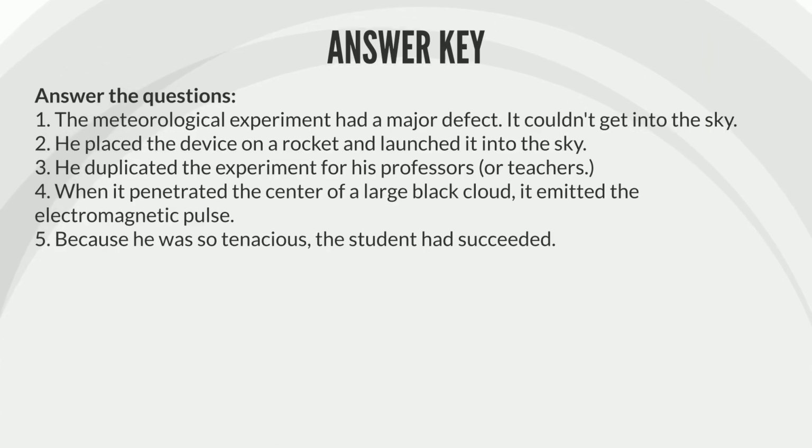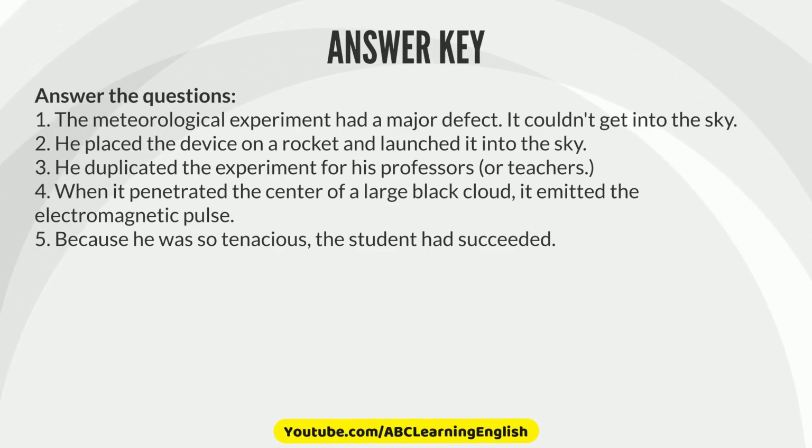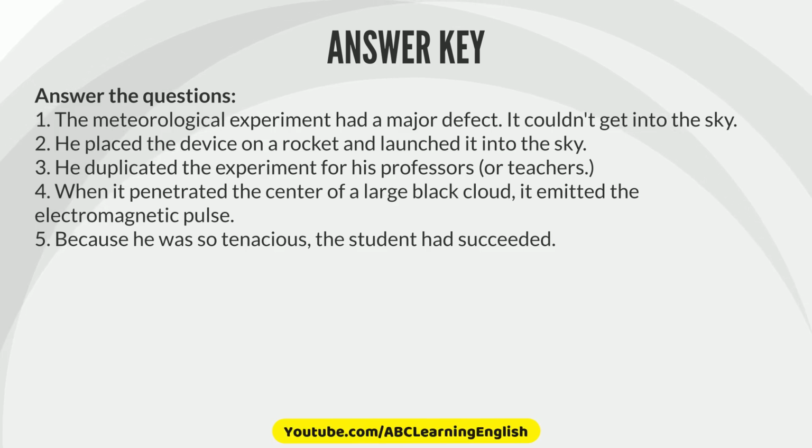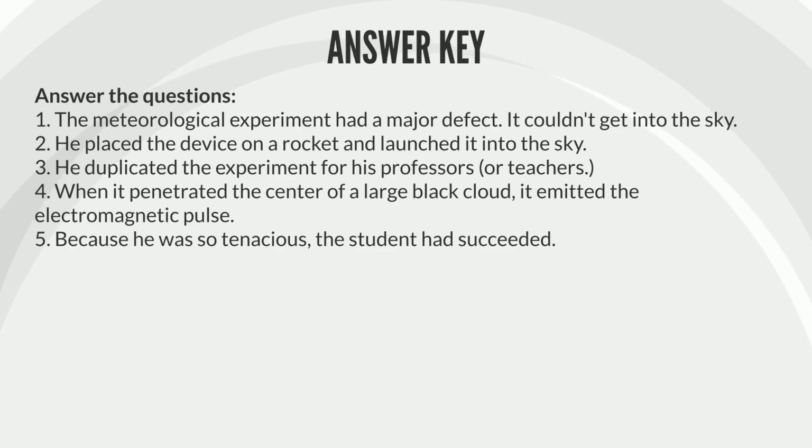Answer key. Answer the questions. 1. The meteorological experiment had a major defect. It couldn't get into the sky. 2. He placed the device on a rocket and launched it into the sky. 3. He duplicated the experiment for his professors or teachers. 4. When it penetrated the center of a large black cloud, it emitted the electromagnetic pulse. 5. Because he was so tenacious, the student had succeeded.